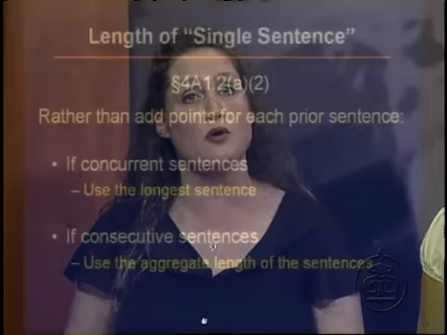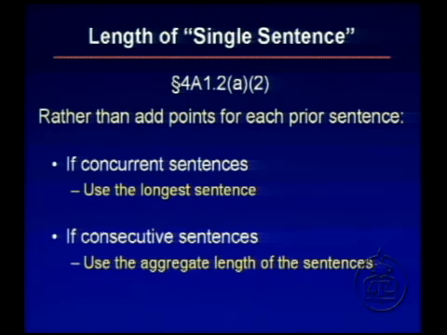Well, it is based upon whether the sentences were imposed to run concurrently or consecutively. So to determine the length of a single sentence, if concurrent sentences were imposed, the longest sentence imposed will be used to calculate the criminal history points. However, if consecutive sentences were imposed, the aggregate length of the sentences will be used to determine the criminal history points. So let's take a look at some examples.